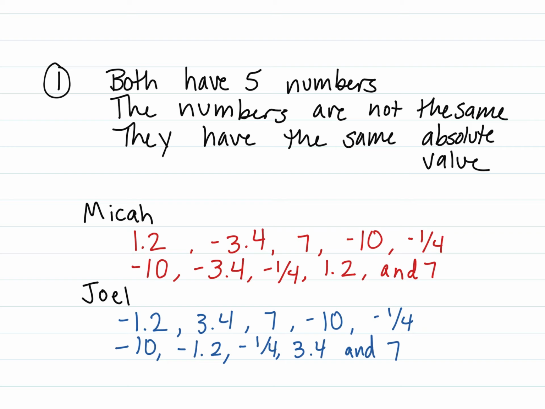Now let's take a look at their absolute values. The absolute value of negative 10 is 10 because it is 10 away from 0. The absolute value of negative 3.4 is 3.4 because it is 3.4 away from 0. The absolute value of negative 1/4 is 1/4. We have 1.2 and 7.